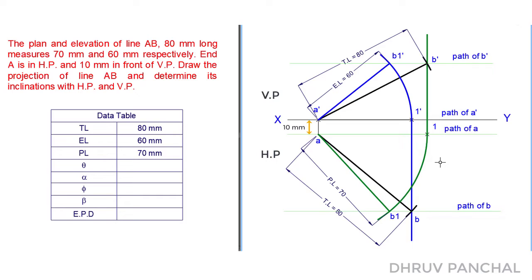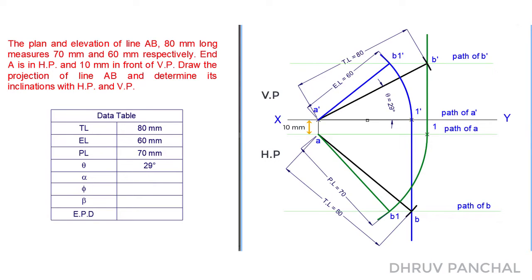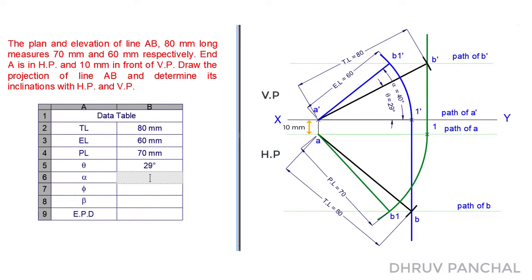With the help of a protractor, measure the value of angle theta between the true length in the vertical plane and line XY, which will come 29 degree. Also, mention the value of angle theta in the data table as shown. Now, measure the angle alpha between the elevation length and line XY, which will come 40 degree. Also, mention the value of angle alpha in the data table as shown.